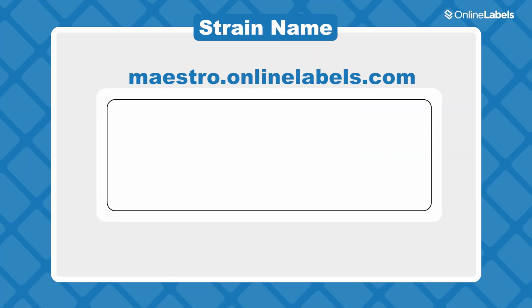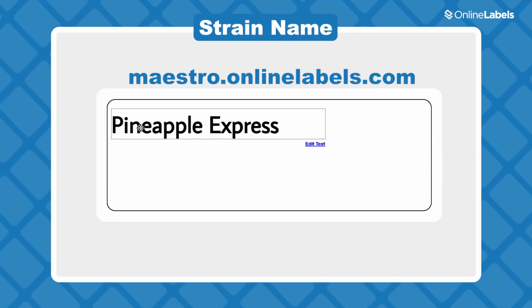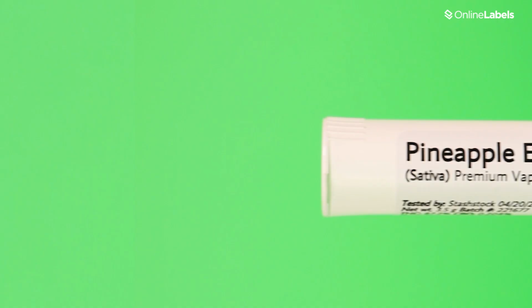First thing you need to include on your label is a strain name. This is the name of the specific plant or product you're selling. For this label, we'll go with Pineapple Express.